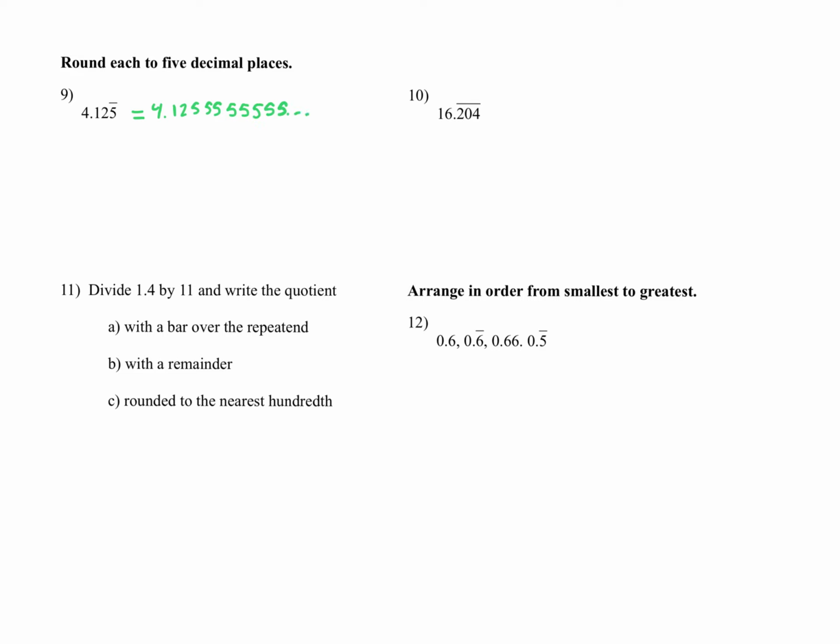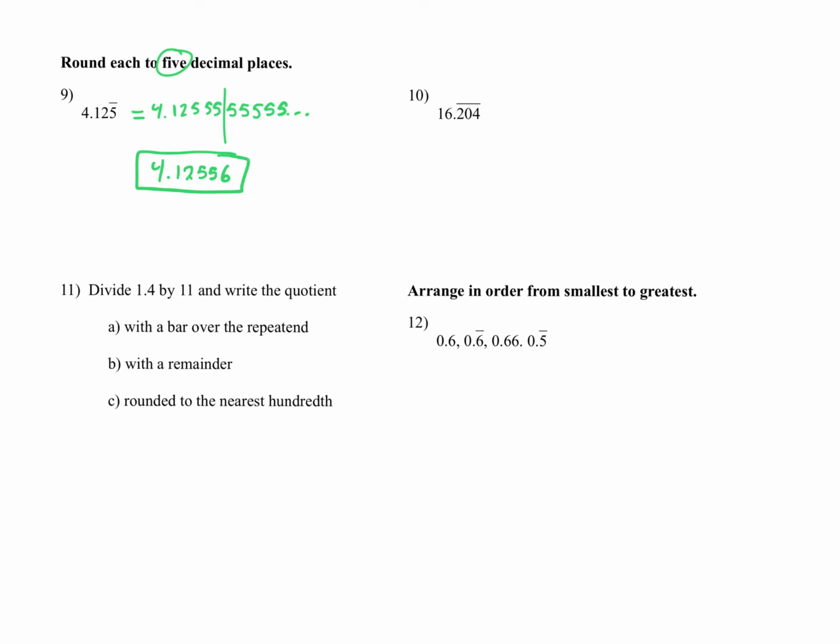4.125555555, and it keeps going on forever that way. So since I'm wanting to round it to 5 decimal places, I'm going to count here 1, 2, 3, 4, 5. So I'm going to cut it off right here. So I have 5 decimal places, and I have to look at the very next number after this. If it's a 5 or larger, I would make this round up. If it's smaller than a 5, this stays the same. So since this is a 5, that does round up, so then mine would be 4.12556. That's rounded to 5 decimal places.